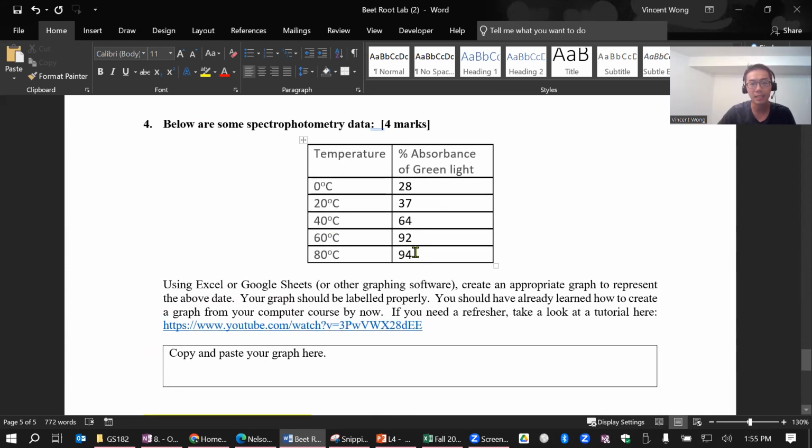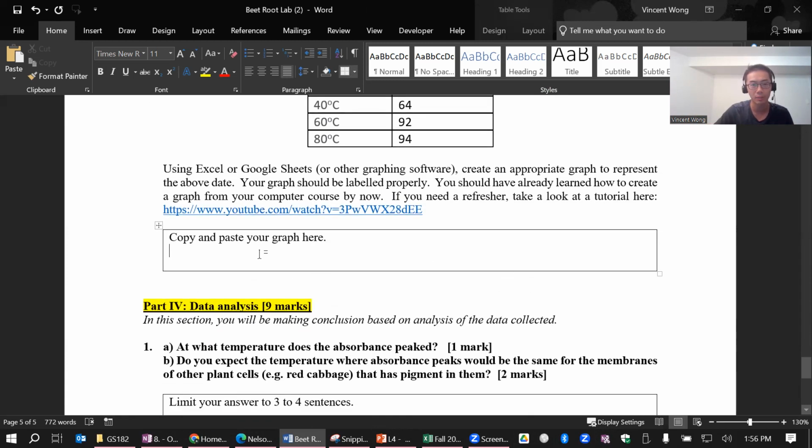You have to use the data here to create a graph. I've created a YouTube video that shows you how to do this on Google Sheets. I'll post that after class. It's very easy. It will take you about 10 minutes, and then you put the graph here. It's 4 marks, so make sure you do it properly. I need the right labels and the right title. Just copy and paste your graph directly into here. Do not give me a link and tell me to download it somewhere else. A lot of people do that. I don't know why. Just copy the graph right into the document.